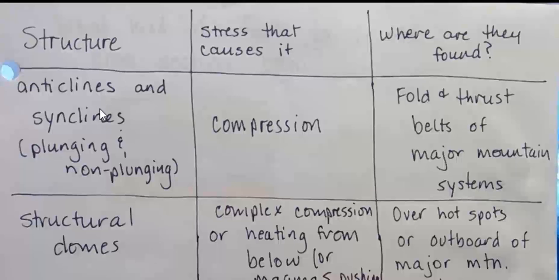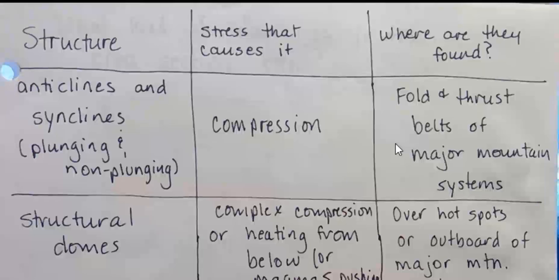All right, so let's start with the anticlines and synclines, and it doesn't matter if they're plunging or non-plunging, they're all caused by compression of rocks in Earth's crust. And that compression is typically the result of plate collisions, so we expect to find these structures along convergent plate boundaries.